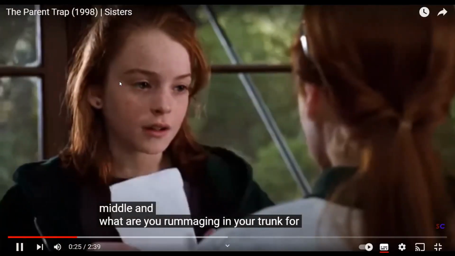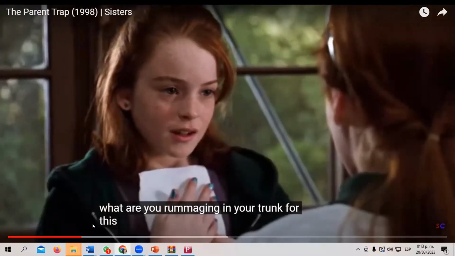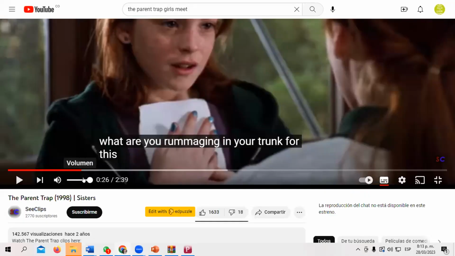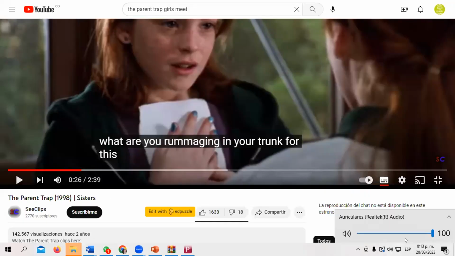Profe, está muy bajito. No tiene más volumen. Creo que es por la película. No, ya está al 100 y 100 de acá también.